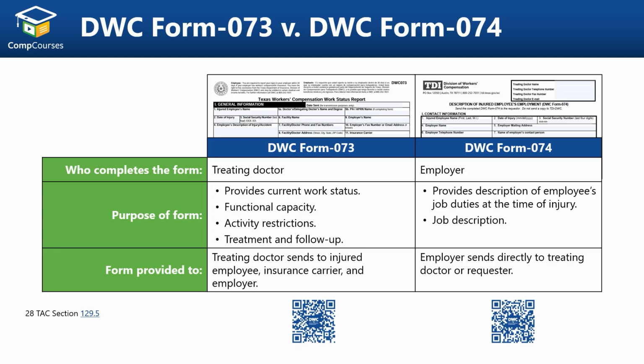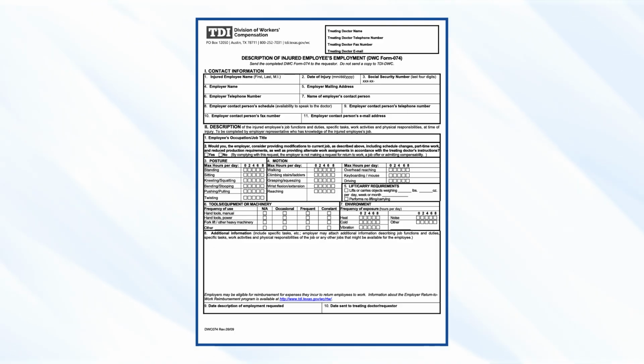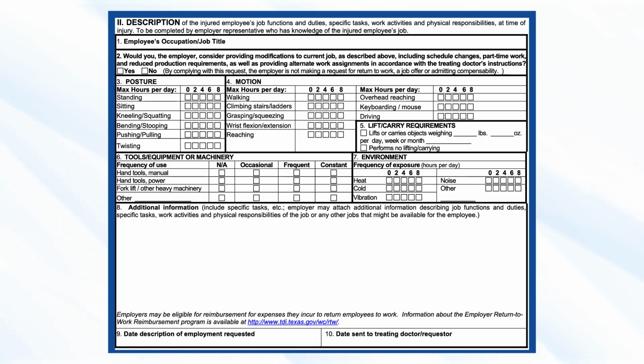On this form, it's the same information. Technically, the employer would provide the job description, which helps the treating doctor determine if the employee can safely return to work. Because on this DWC Form 074, the employer provides the job description, specific tasks, physical demands from the injured employee's job, environmental conditions, posture, motion, lifting, carrying, any tools that the employee must use during their workday, and any exposure to elements. So this is information that as an employer you'll put or describe on this form for the treating doctor to review.